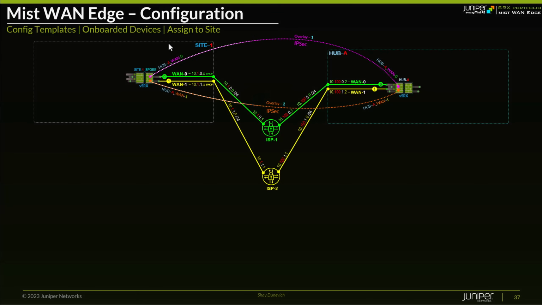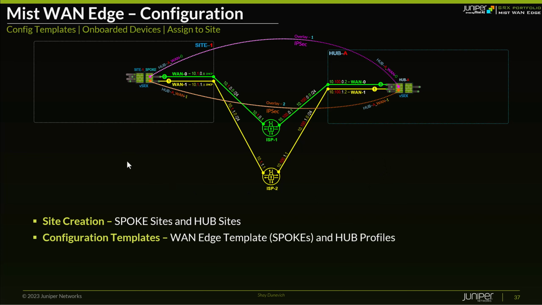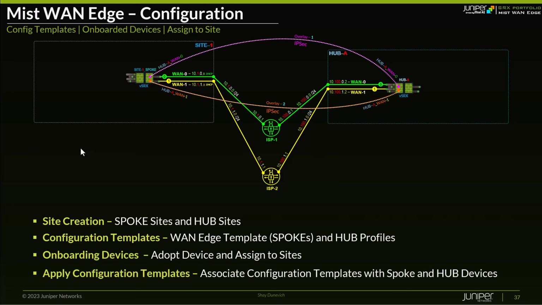So just a quick recap on where we left off in previous sections. We have created two sites, one for our spoke site 1 and the other one for hub A, which is our hub site. And we also created configuration templates, one edge template for spokes, and then hub profiles that is associated to hub A. We then onboarded two devices. In my lab, I'm using VSRXs. So we have onboarded a hub VSRX and a spoke VSRX and assigned them to specific sites. And then we also applied the configuration templates and associated them with both the spoke and the hub.